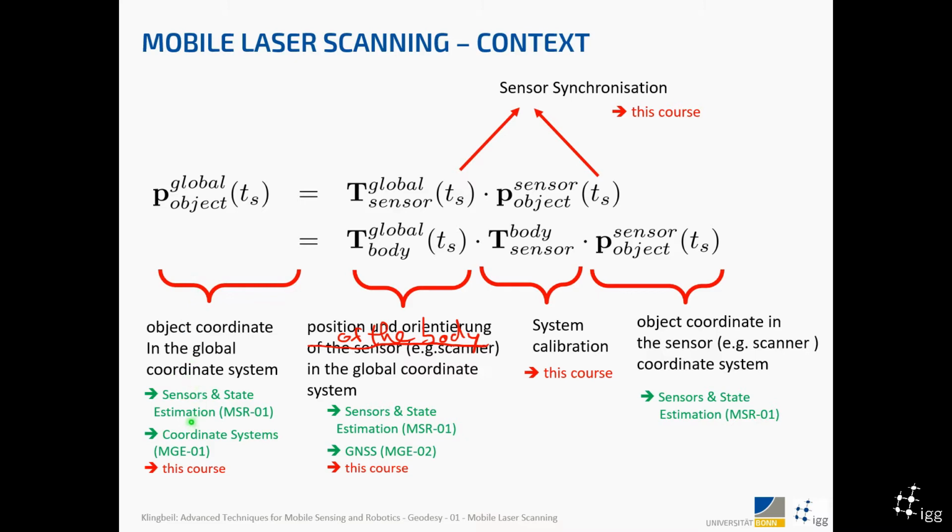So this is a goal, and we talked about this already in last semester. Then there was a coordinate systems lecture where you learned about global coordinate systems a bit more, and we will repeat that later. And some more will be given in this course. So this gives basically the context of this equation here for this lecture.